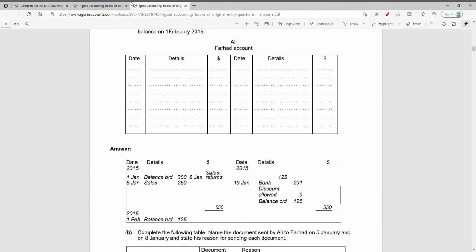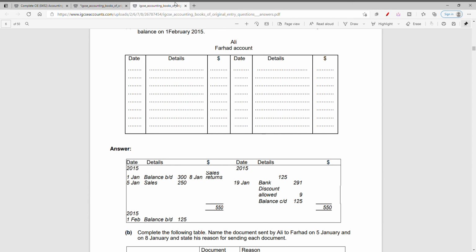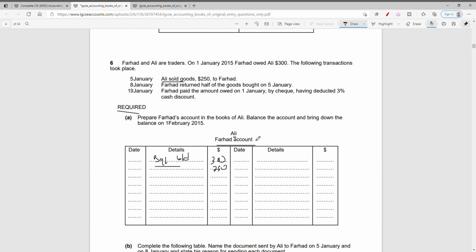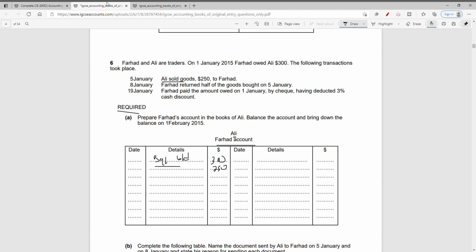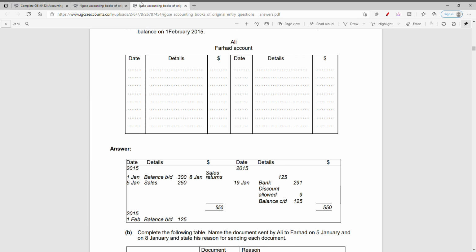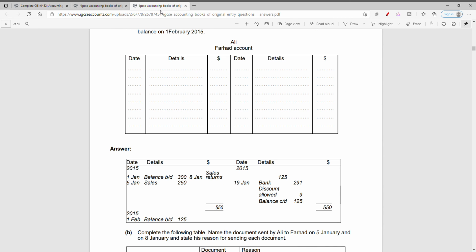And then it says on 8 January, he returned goods. Okay, when you return goods, for a sales returns, you would debit it. But for this case, because it's Ali, you would credit it, and therefore it'll be 250 divided by 2, which is 125. So it's going to be sales returns 125 right here on the credit side, 125. Well, that was good, okay.